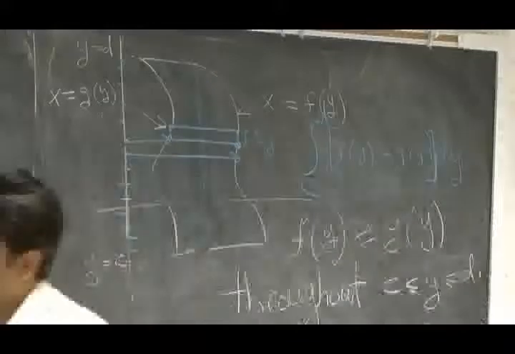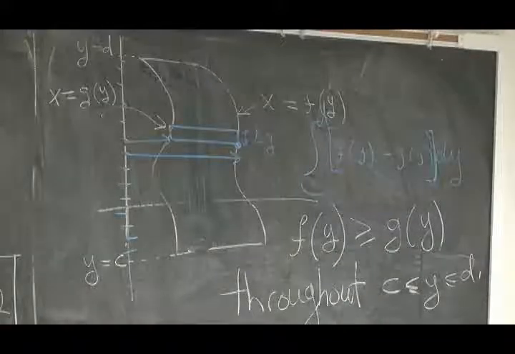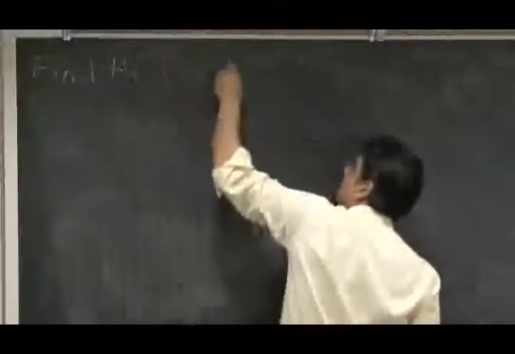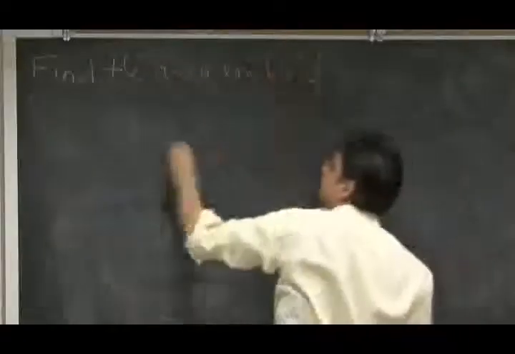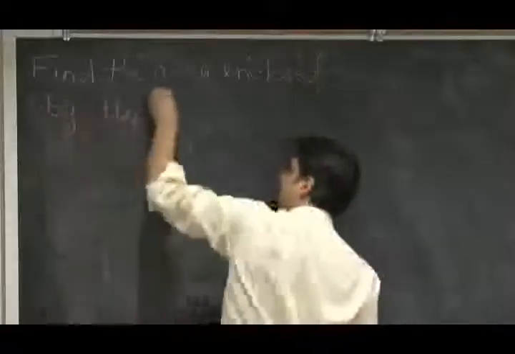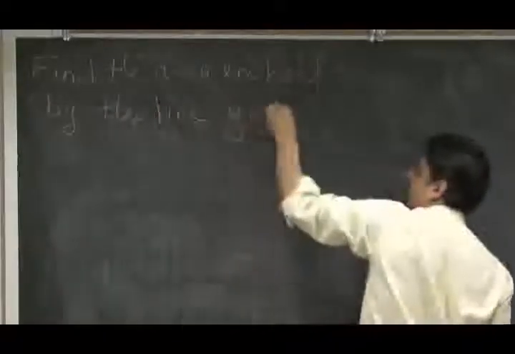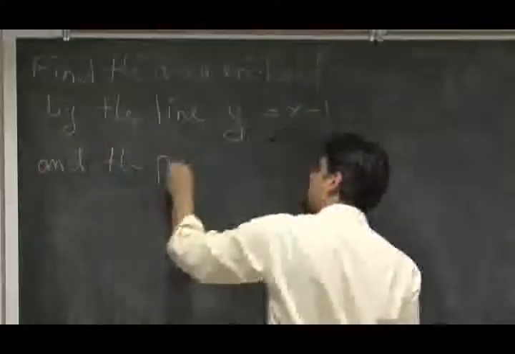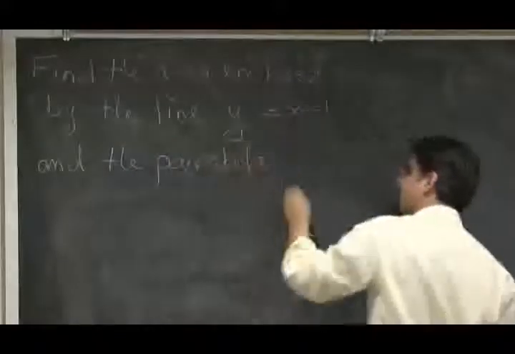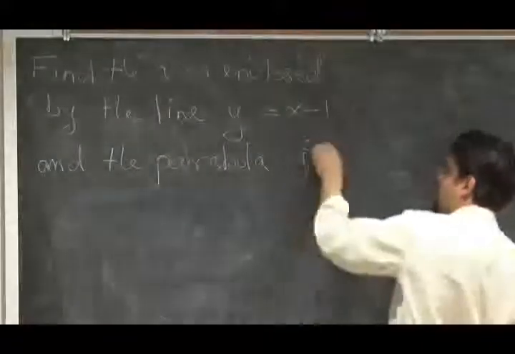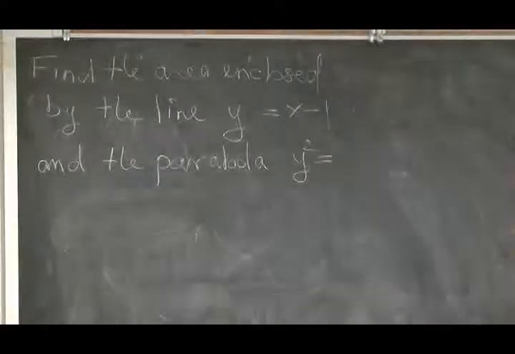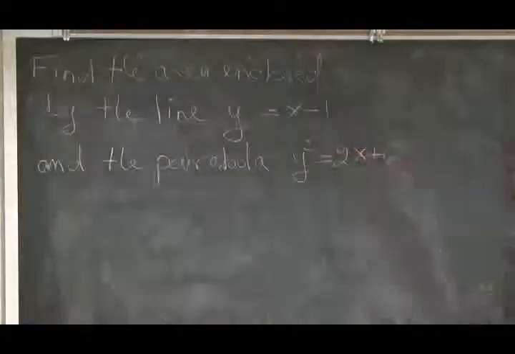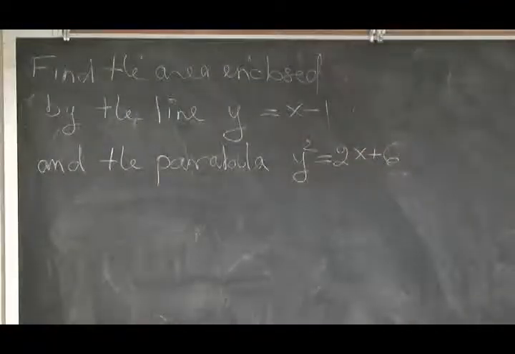Okay, so let's take an example here. Find the area enclosed by the line y equals x minus 1 and the parabola y squared equals 2x plus 6. Okay.